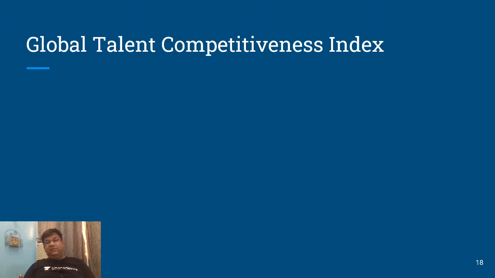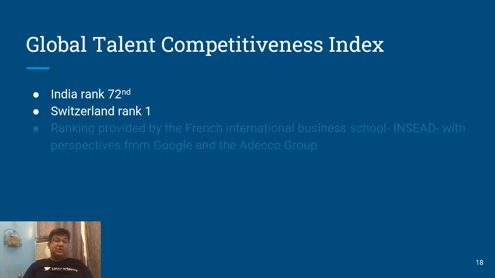Okay, the first one, very important, Global Talent Competitiveness Index. ये क्या चीज़ है? Let's take a look. As the name suggests, this is about how competitive the talent scenario is in the country. What kind of competition is encouraged in the country? So India's rank is not bad. It's 72nd. Switzerland is rank 1.